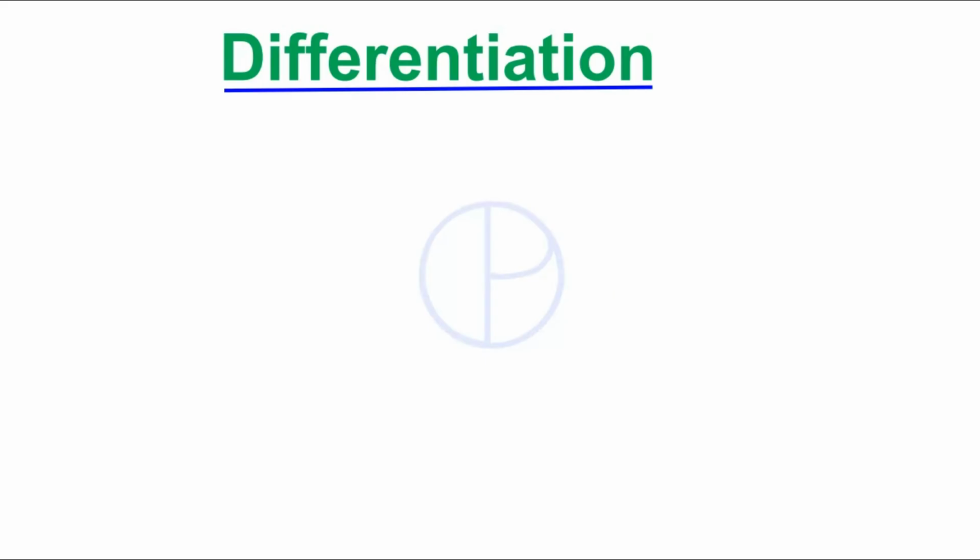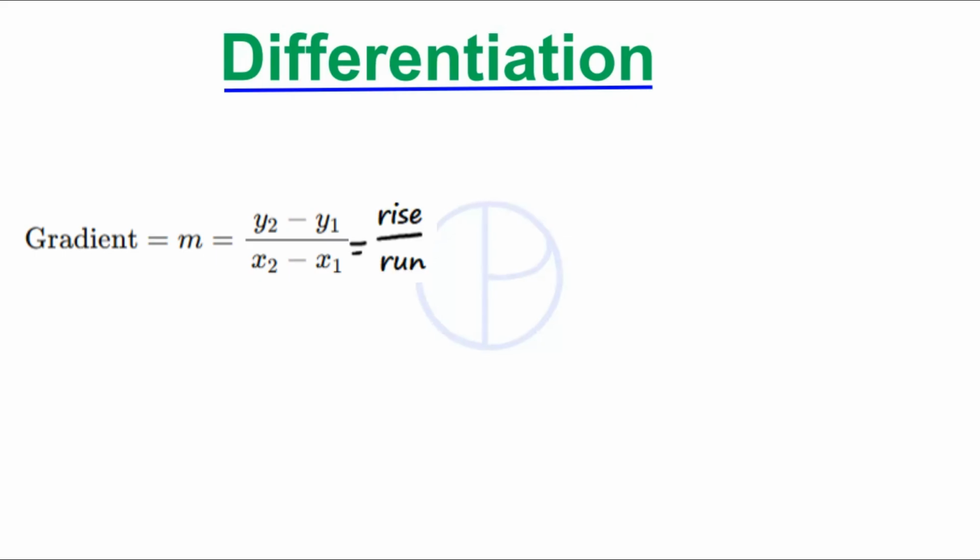To understand differentiation, first you need to understand gradient. I hope you remember gradients and how to find it when two coordinate points are given. Gradient equals rise over run, or this can be written as change in y divided by change in x.